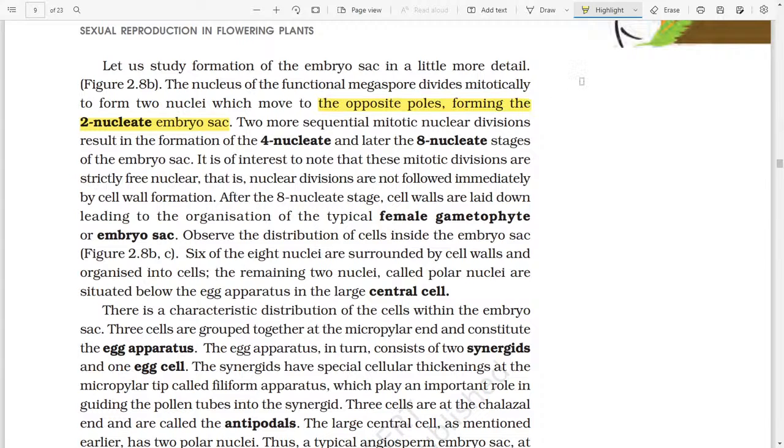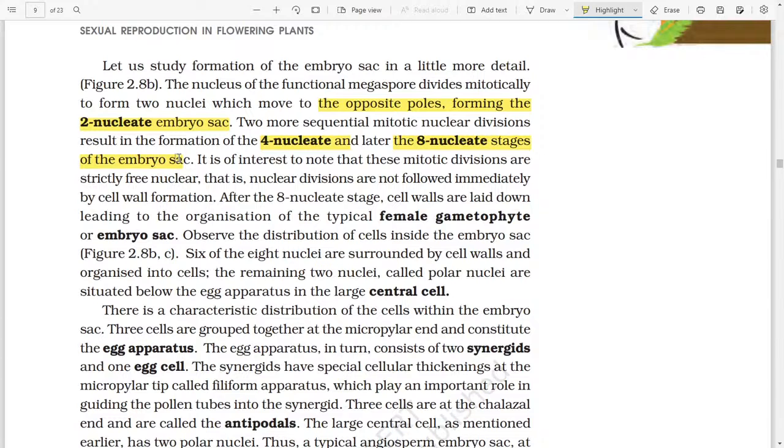Two more sequential mitotic nuclear divisions result in the formation of the four-nucleate and the later eight-nucleate stage of the embryo sac. It is of our interest to note that these mitotic divisions are strictly free nuclear. That is, nuclear divisions are not followed immediately by the formation of cell wall.